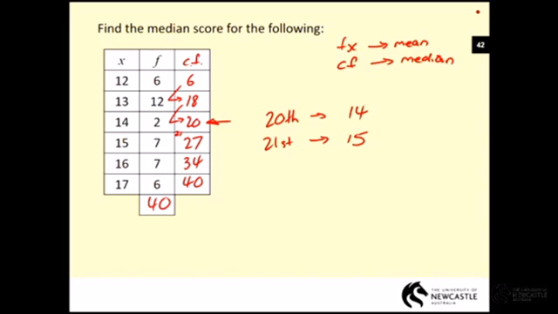So my final answer is the average of those two. My median is the average of 14 and 15, which is slap bang in the middle of them. The median of all these scores is 14.5. And that looks pretty reasonable. Scores that range from 12 to 17, I've got a median of 14.5. Yeah, sure.